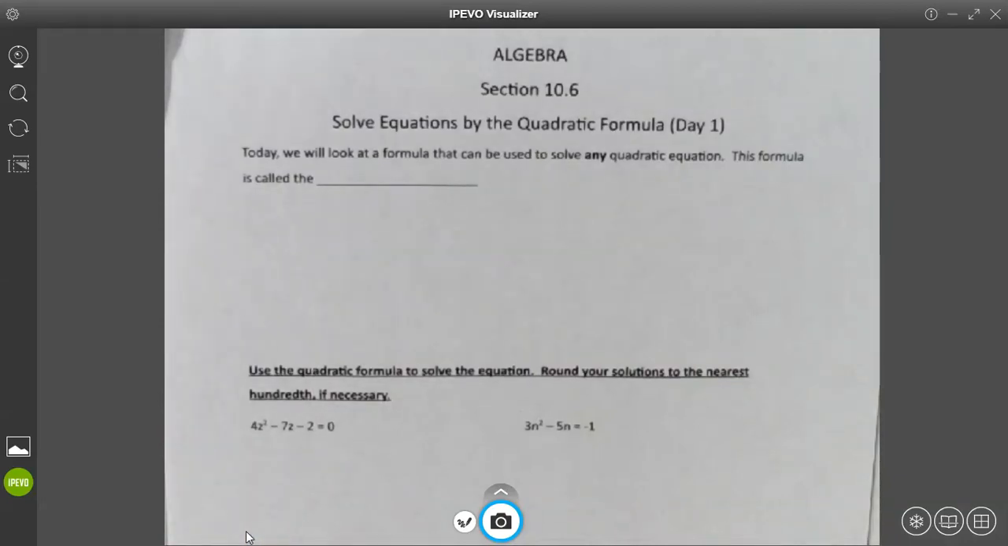Hey guys, taking a look here at section 10.6, solving equations, especially quadratic equations, by using what's called the quadratic formula.